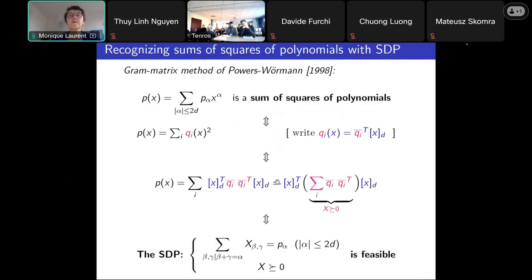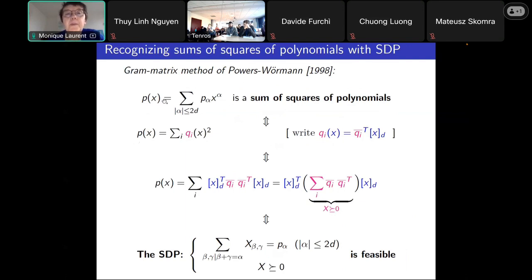So this is known as the Gram matrix method of Powers-Reznick. It is known since a long time. So here, let's look at the first line. We have our polynomial P, which we want to test whether it's a sum of squares. What does it mean for P to be a sum of squares? It means that I can write it as a sum of squares of other polynomials Q_i. So the definition is just what the words say.